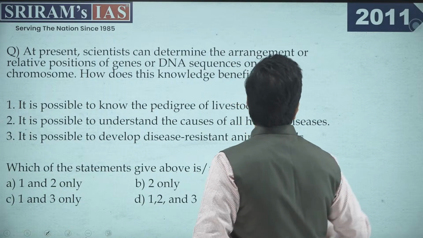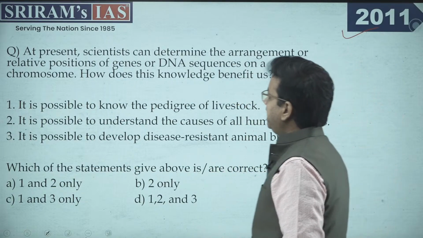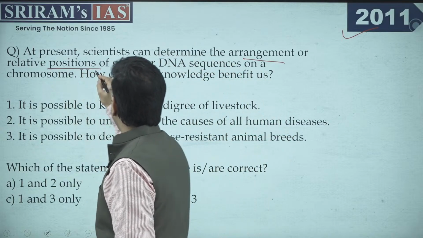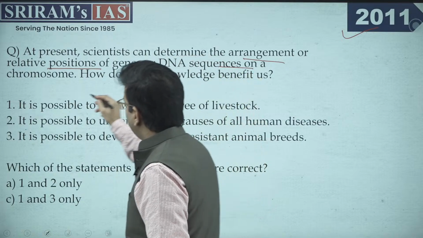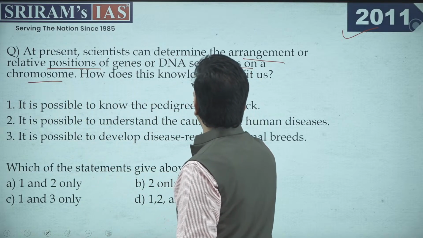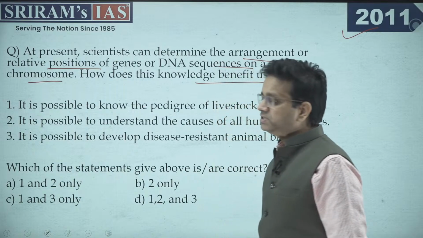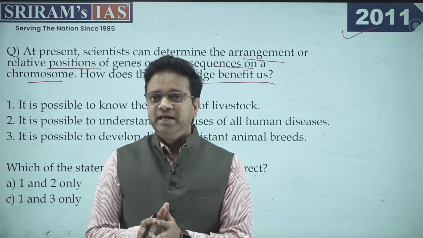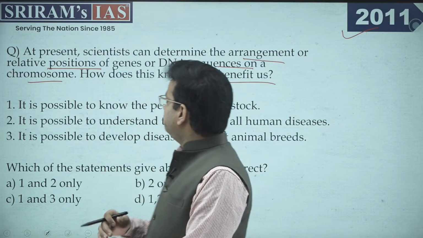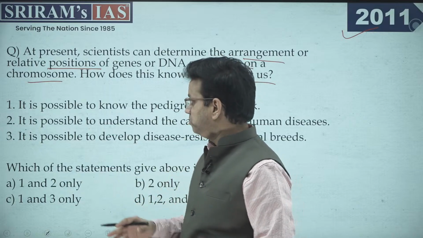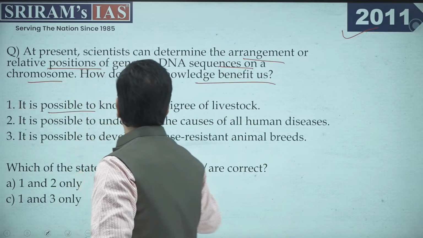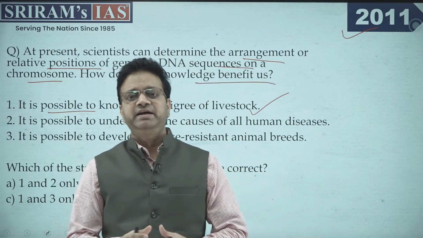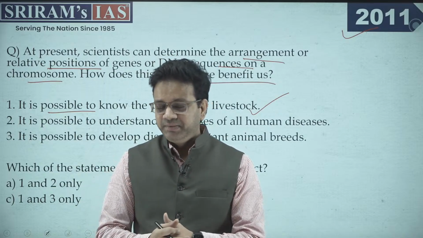Now the other question, this is from 2011 again. At present, scientists can determine the arrangement of the relative positions of genes or DNA sequencing on a chromosome. How is it known to benefit us? Now first understand what this question is trying to test. This basic question is trying to understand your level of understanding with regards to DNA sequencing. So first, it is possible to know the pedigree of livestock. Definitely it can be done because we have diversity. Pedigree also helps us to understand the various diversity coming their way.